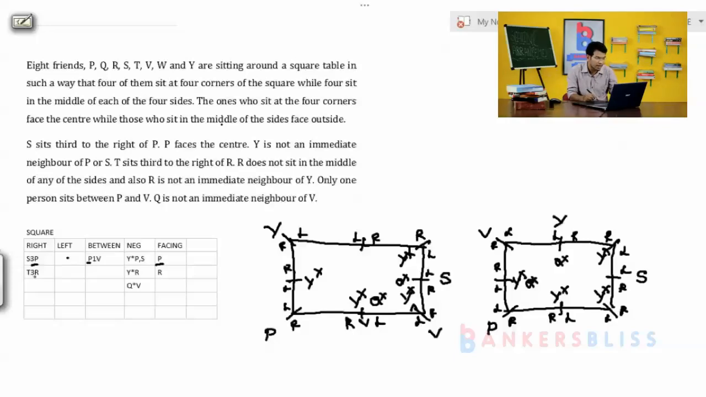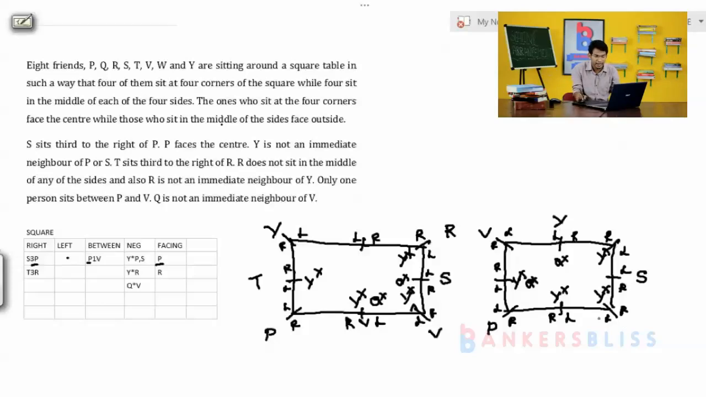T sits third right of R. Again, R is facing the center. There is only one possibility in the first square table: R should be right here. Suppose I write R here, first right, second right, and third right. Who's there? T is here. Then where should I write R here? I write R here, first right, second right, and third right.